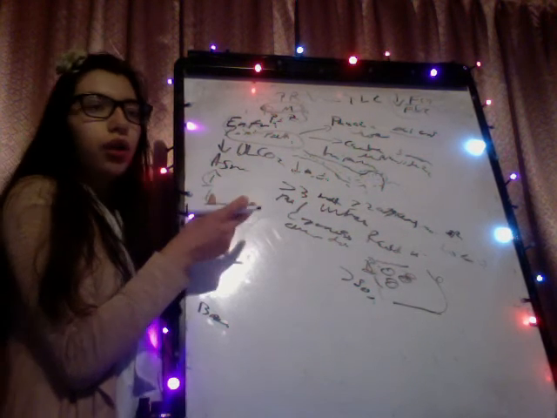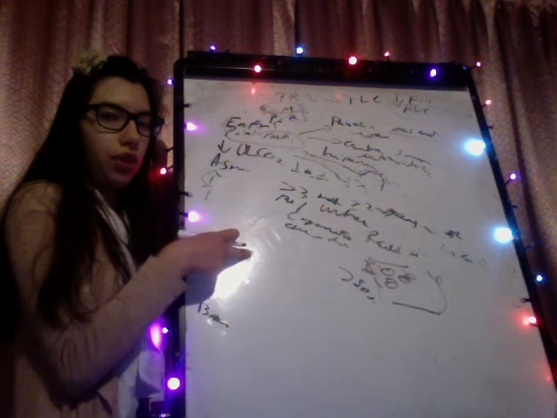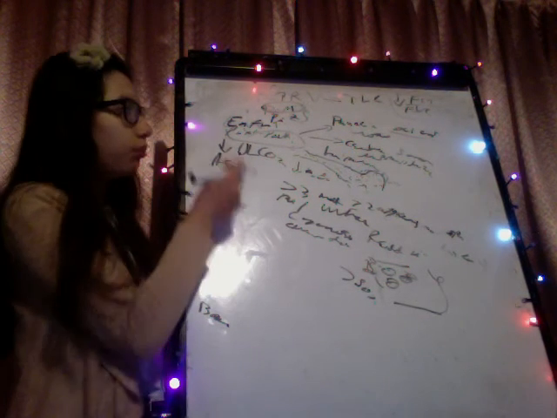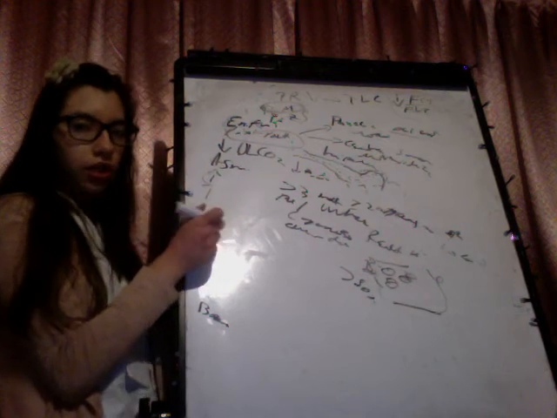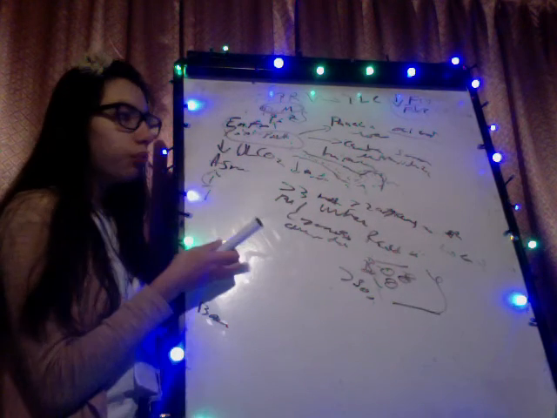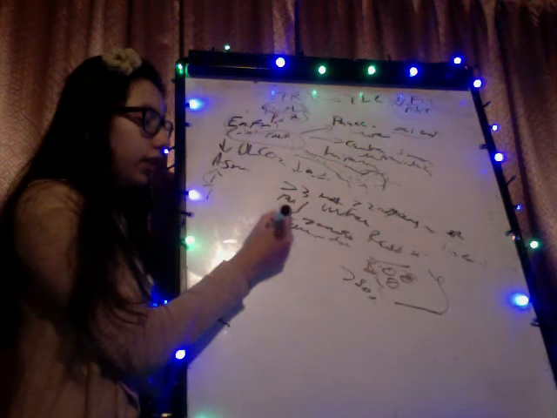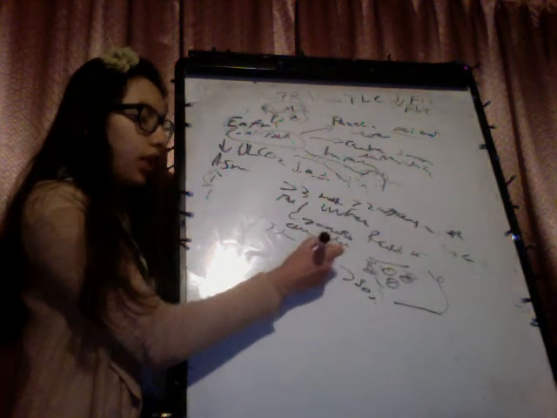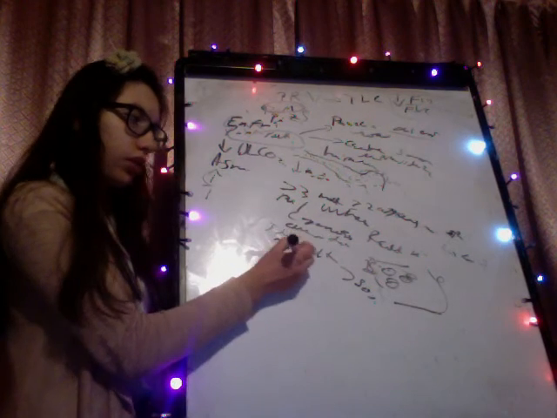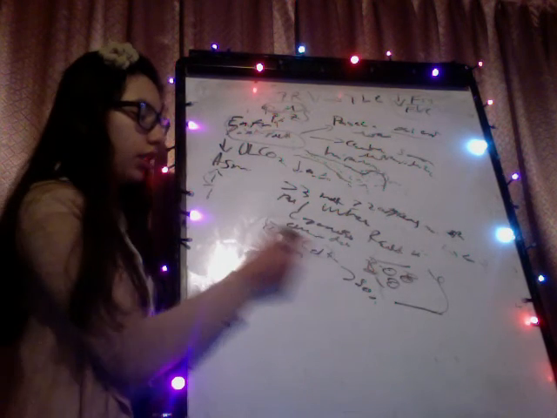Alright, chronic bronchitis is also associated with smoking. Both of these, emphysema and chronic bronchitis, are associated with smoking. And we have a lot of T lymphocytes, CD8 positive, and some macrophages. But these are CD8 positive.